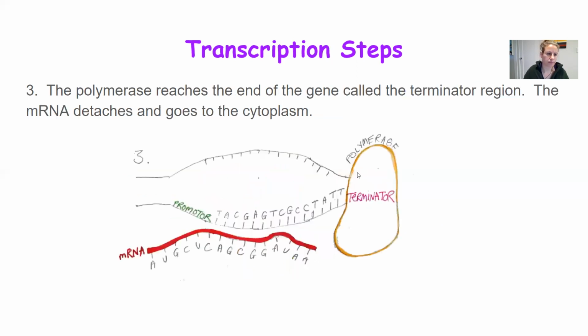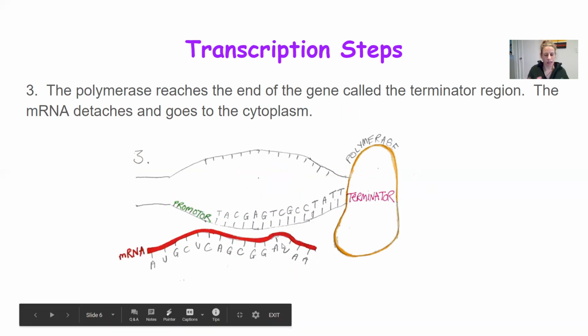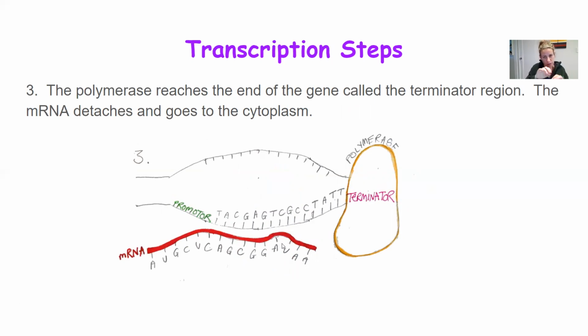Third and last step, the polymerase will then reach the end of the gene, and the end of the gene is called the terminator region. The mRNA will then detach, and it will go through little pores of the nucleus into the cytoplasm, and that's transcription. That gene of DNA will now zip up again, and it will re-roll into the helix shape.